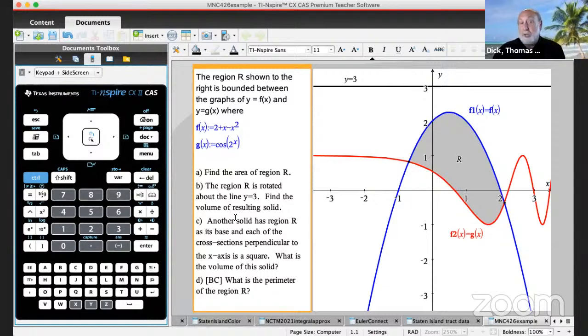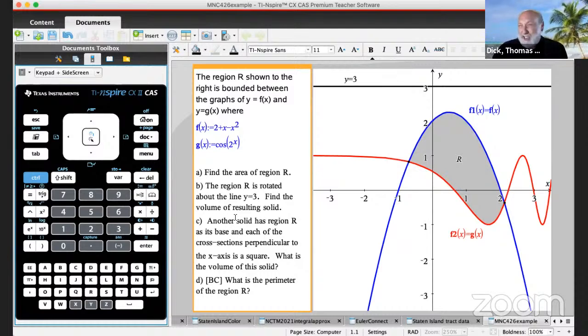Horizontal line y equals 3, find the volume of that solid. Part C, you got another solid that's using the region R as a base, and we're getting some cross sections described. The cross sections perpendicular to the x-axis are squares. What's the volume of that solid?